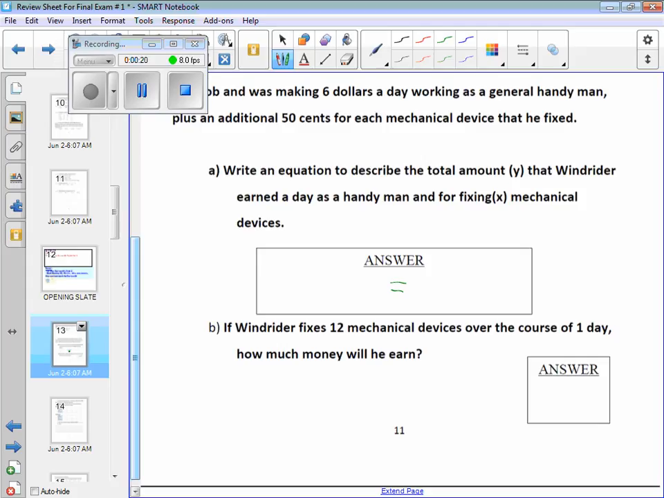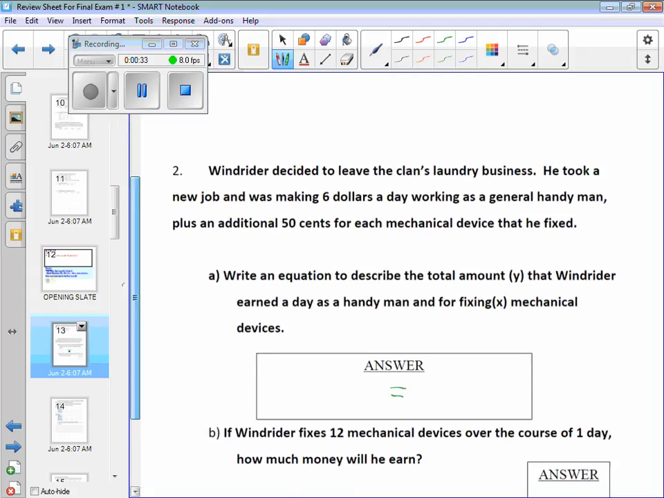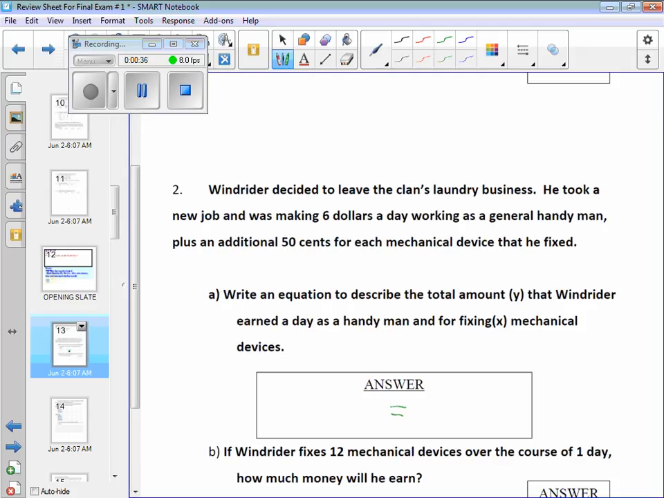Total amount Y that Winrider earned a day as a handyman for fixing X amount of mechanical devices. We've already agreed that we want to kind of change the variables next year, but going back to here, he decided to leave the Klans laundry. He took a new job and was making $6 a day. So I know I need a 6. Plus an additional 50 cents for each mechanical device that he fixed. And they're calling the mechanical devices X.